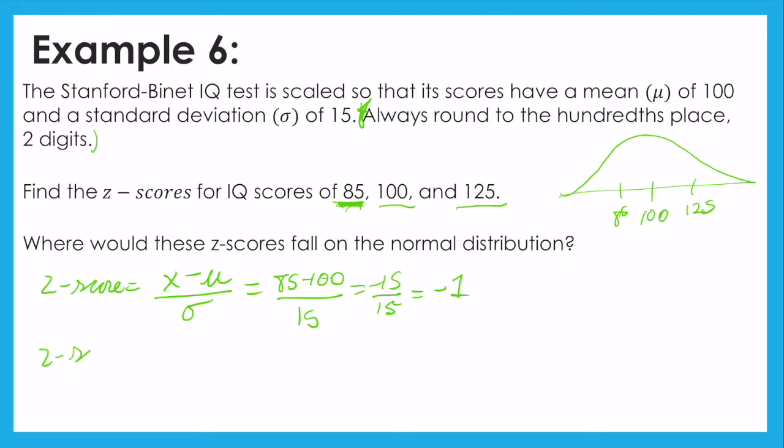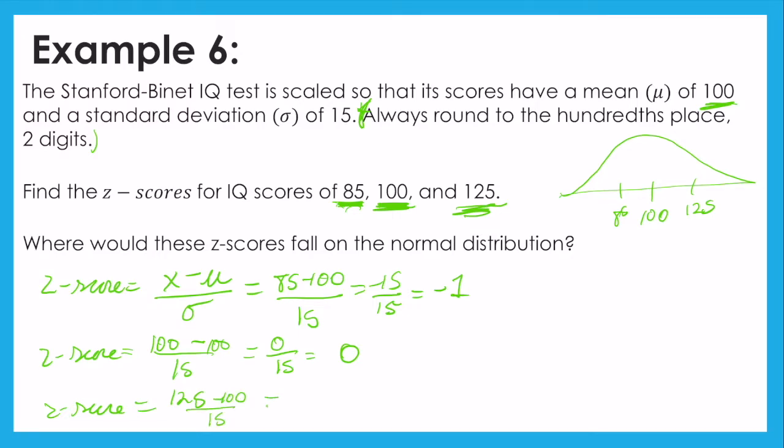Let's do the same thing for 100. I take 100 minus my mean, which is also 100, over 15. I get 0 divided by 15, which is 0. So the mean, it's already at the mean, has a Z-score of 0. And for 125, I would take 125 minus 100 divided by 15. So I get 25 divided by 15, which is 1.67. Okay, so now I know that 125 is 1.67 standard deviations above the mean.